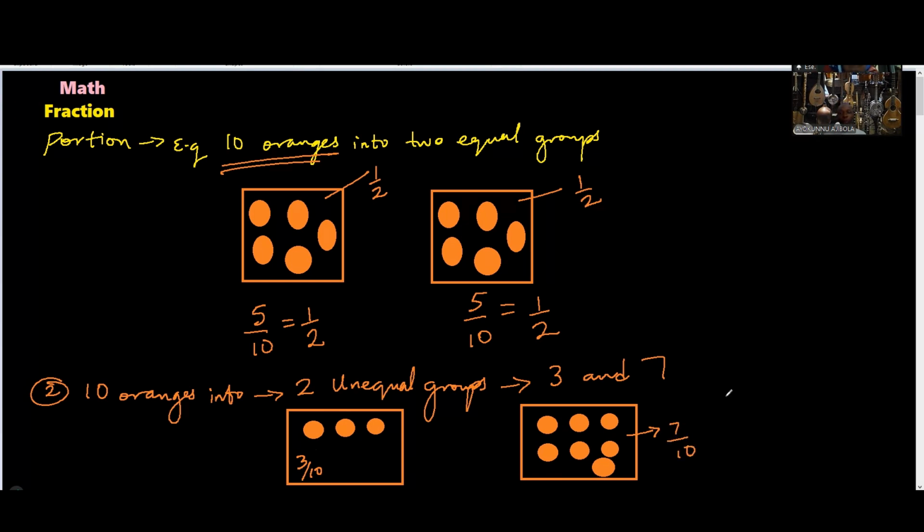So are they equal? No. So in the first example, they are equal. But in the second one, the first one is less than the other one. So that means 3 over 10 is smaller or less than 7 over 10. Is that clear? Yes. Okay, good. Now, that is what fraction is all about.